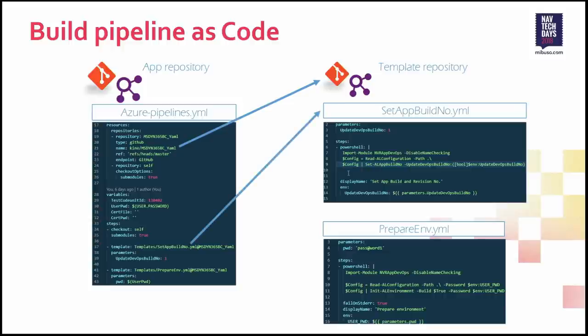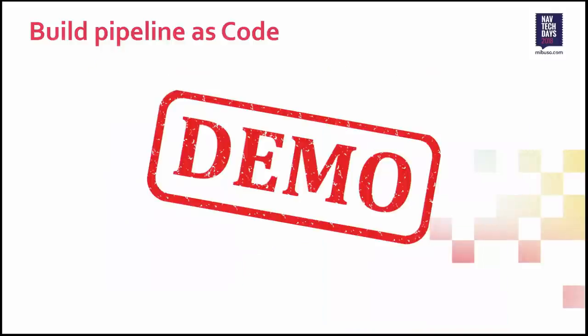And for each step, we are defining which file from the templates we are using for this task, with some parameters which are defined inside the template file. And in the template file, we are using PowerShell to do something. Or we can use something else, not PowerShell. We can use anything which Azure DevOps is supporting. That's the pipeline as code in Azure DevOps.